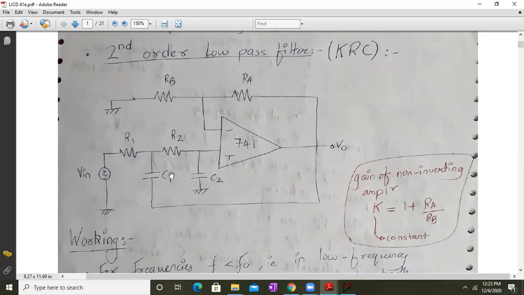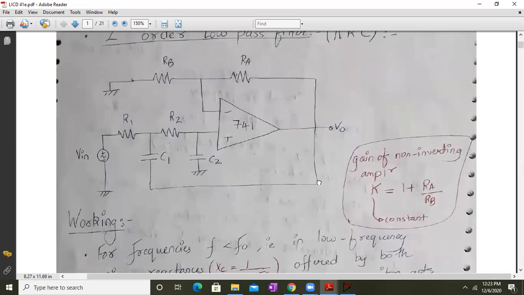Here the only difference is that capacitor C1, instead of ground, is connected back to the output. You have back-to-back two RC elements. The resistor side of the first RC element is connected to Vin, and the second RC element together with the first one is connected to the non-inverting terminal of my op-amp. Okay, so let us begin with the analysis.